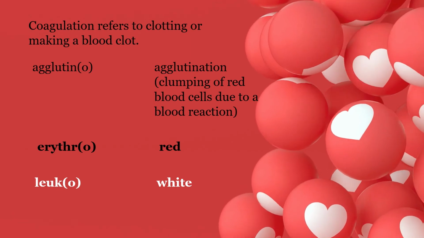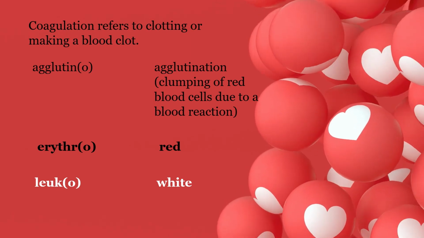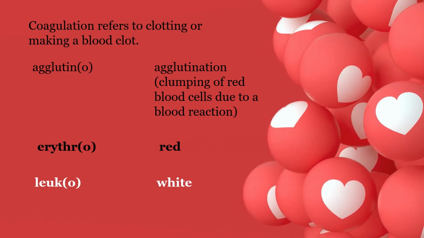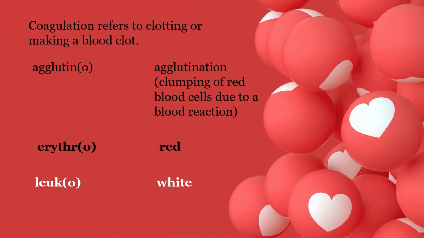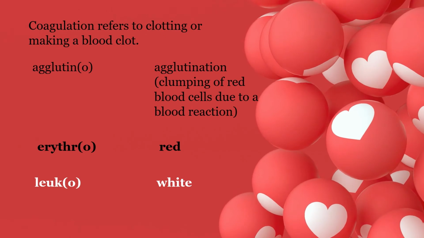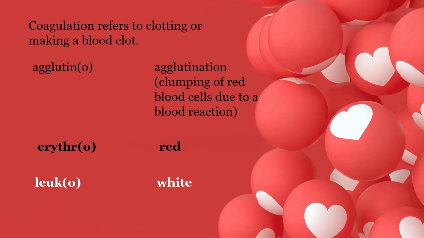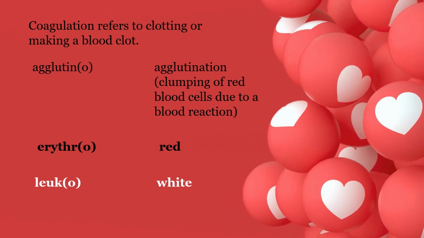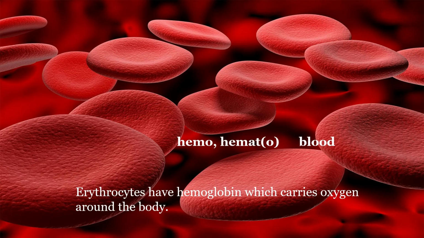Now to some terms. Coagulation refers to making a blood clot, while agglutination refers to the clumping of red blood cells due to a blood reaction, usually due to allergy or immune reaction. This is how we get blood typing done. Erythro means red and leuko means white. Hemo or hemato refers to the blood itself. Hemoglobin is found in erythrocytes and carries oxygen for us throughout the body.